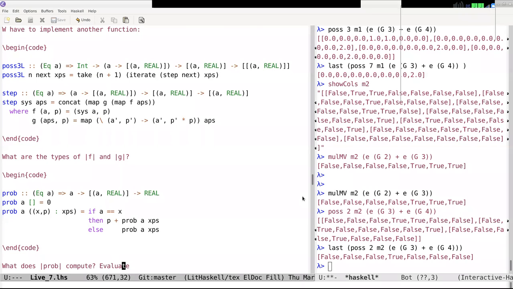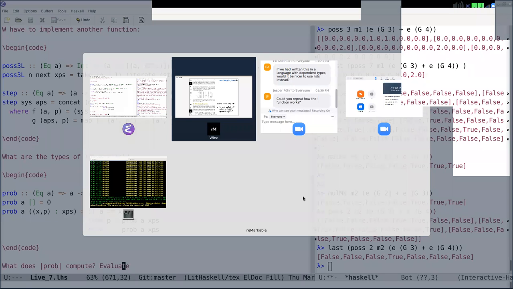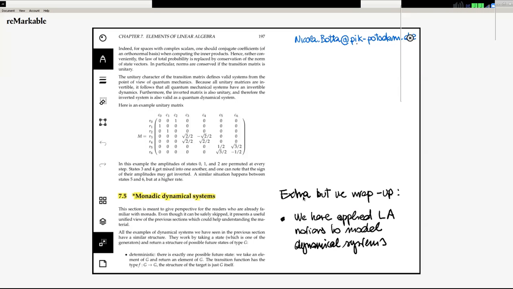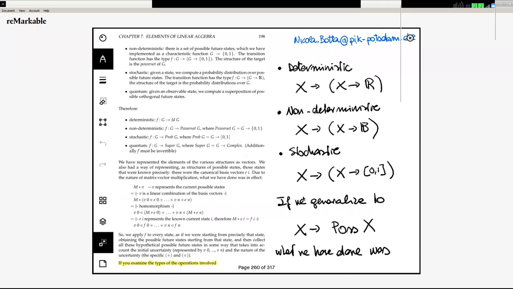I'd like to use one more minute to conclude this lecture. Quantum systems are something that we do not look at. with just a very short wrap-up. So the wrap-up is the following. We have applied linear algebra notions to model dynamical systems. So we have seen that deterministic systems can be modeled with transition functions of this kind, non-deterministic systems with transition functions of this kind, and stochastic systems with transition functions of this kind.